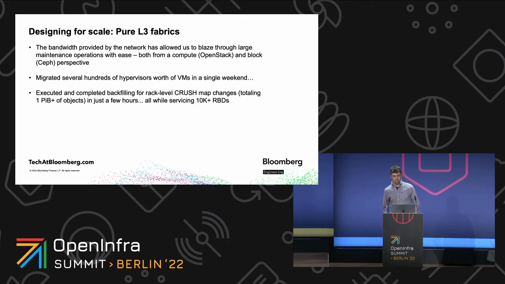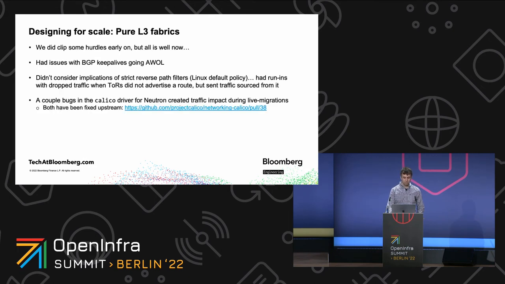And then as recently as last week, we made some rack-level CRUSH map changes in our Ceph clusters, and we moved a petabyte of objects in just a few hours, all while servicing tens of thousands of RBD volumes. And during that time, Ceph had sustained recovery speeds between 130 to 200 gigabytes, not bits, bytes per second. So the network fabric really is what underpins the scalability for these clouds. And again, it's layer 3, so we don't have all those weird layer 2 problems that creep up and sometimes present operational issues.